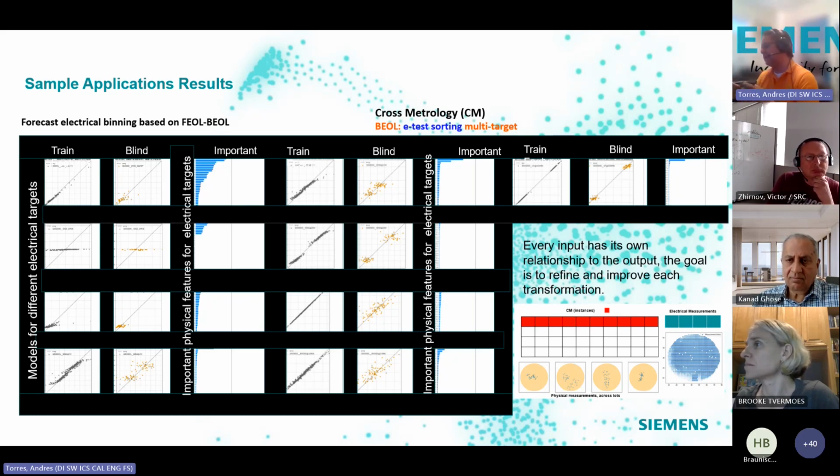But the nice thing is that the first thing is to collect the data. We have the data: front end of line, back end of line, electrical binning. I think that we have at least all of the data to try to answer that question. I cannot answer it right now.